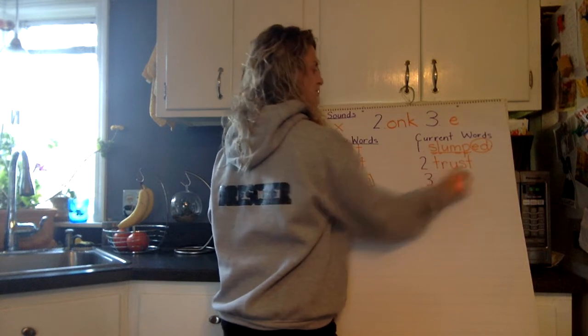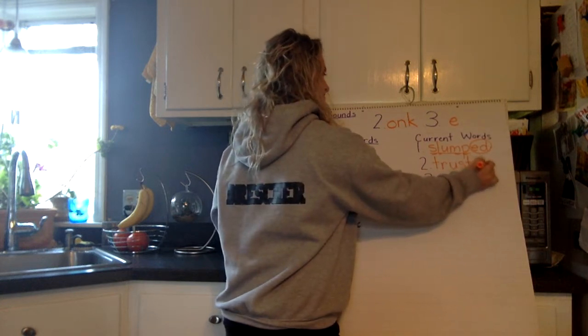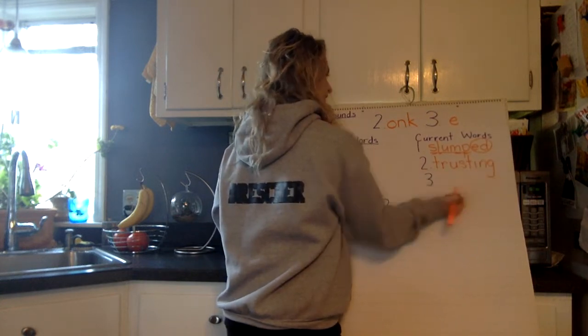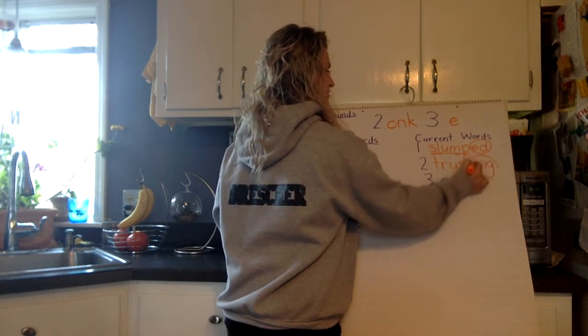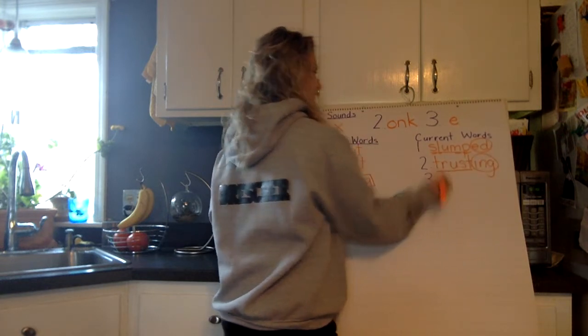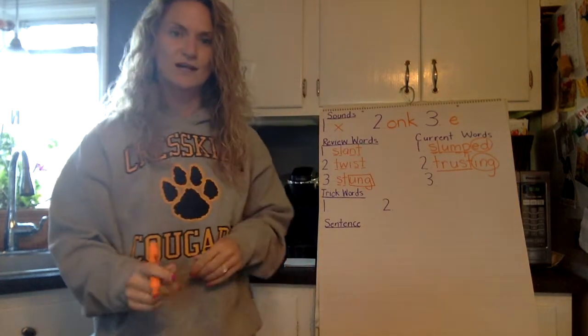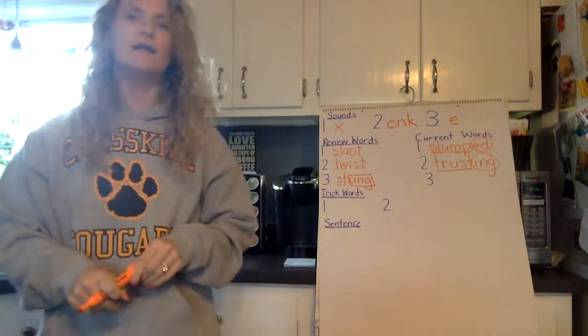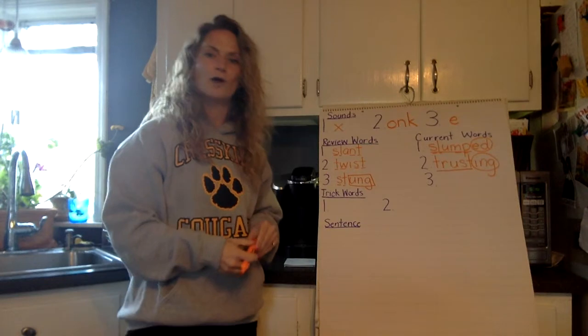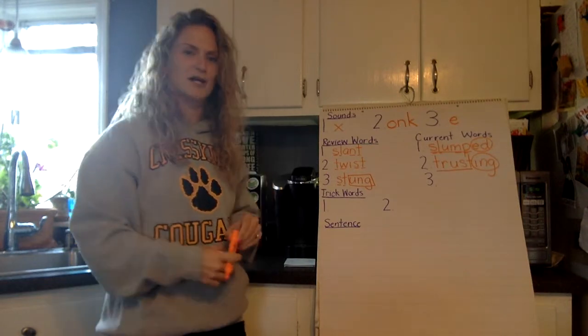That's our base word, trust. And then our ing suffix. Okay, let's go ahead and circle our suffix. Underline your base word and mark up your blends. Go ahead, underline your blends. I am trusting that you are marking these words up as we go along.